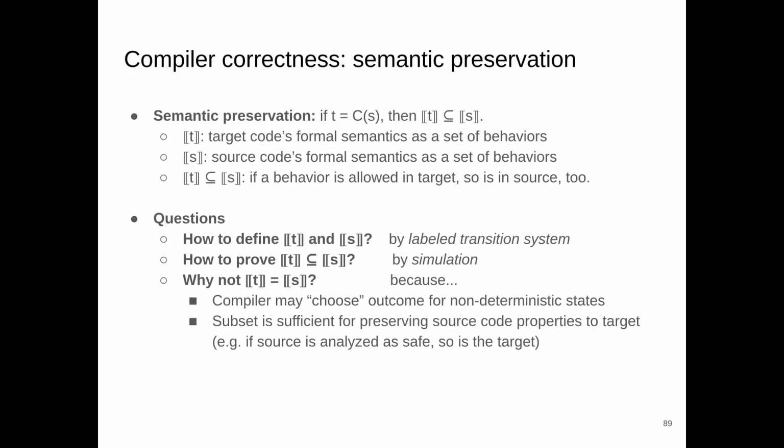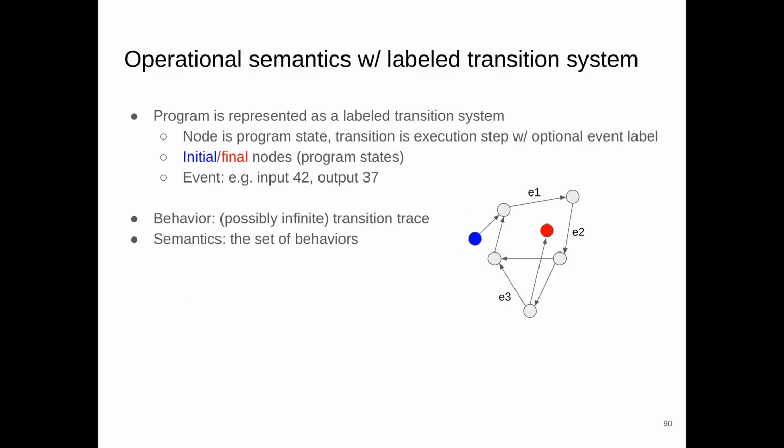And let's move on to explaining these two things: how to define the semantics of programs and how to prove the inequality of these semantics by simulation. So the semantics of a program is defined using what is called a labeled transition system. Here, a program is represented as a labeled transition system.